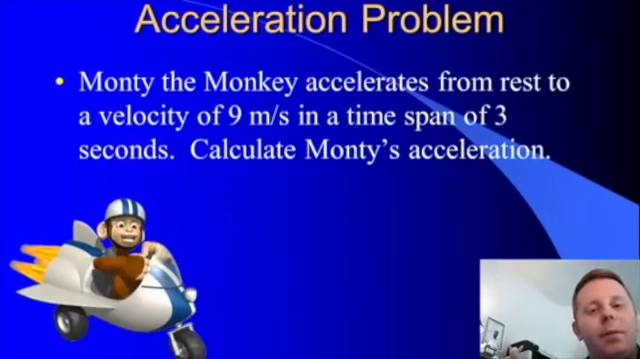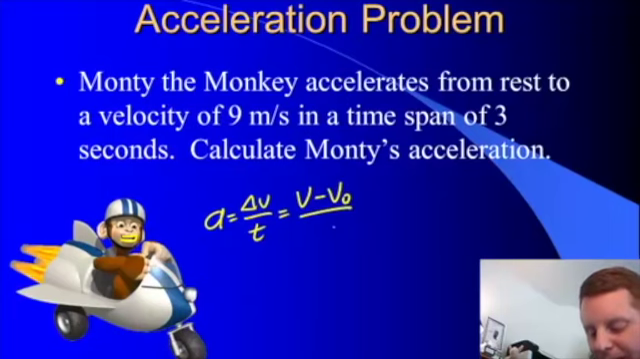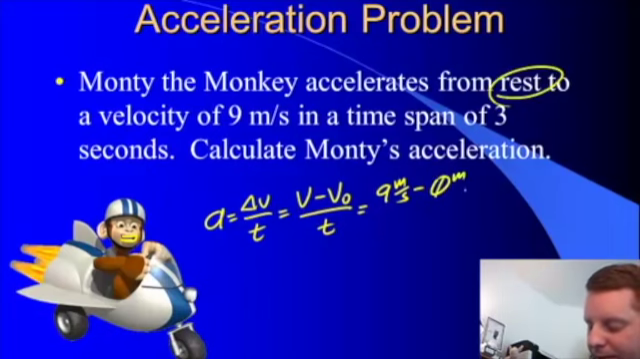Let's look at one last problem. If Monty the monkey accelerates, it's a smiley monkey, Monty the monkey accelerates from rest to a velocity of 9 meters per second in a time span of 3 seconds. Calculate Monty's acceleration. Well, acceleration is delta v over t. Delta anything is its final value minus its initial value divided by the time. The final velocity was 9 meters per second. The initial velocity, it said he was at rest, so that's 0, in a time of 3 seconds.